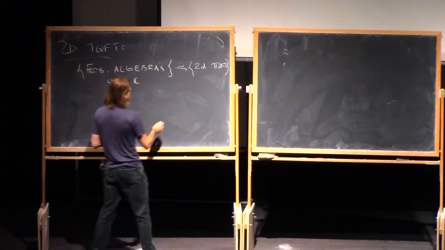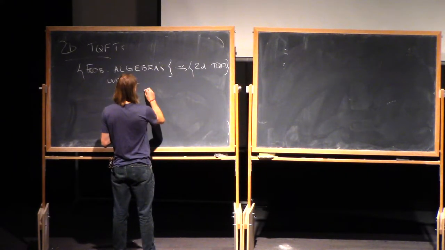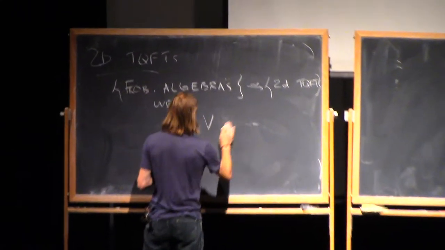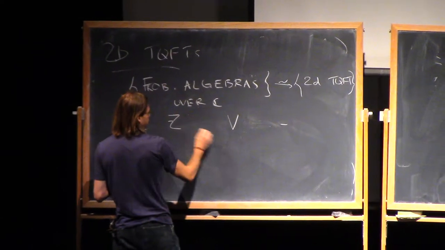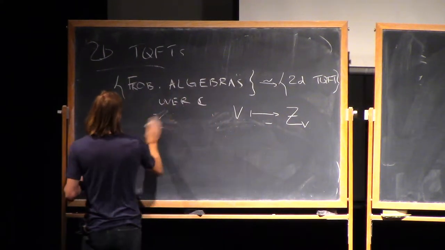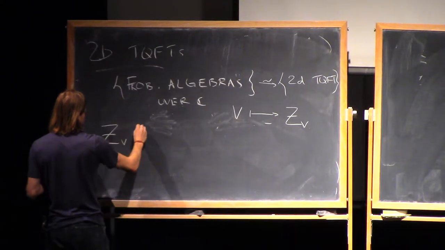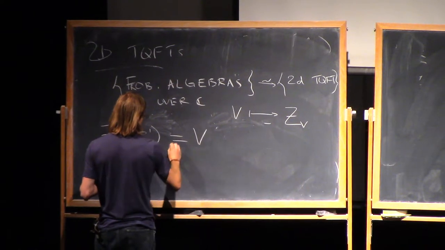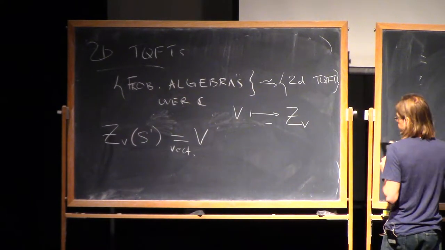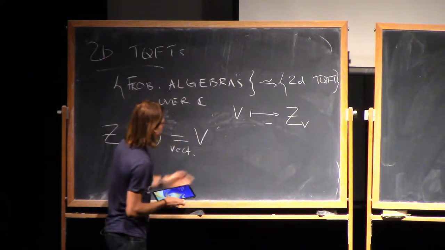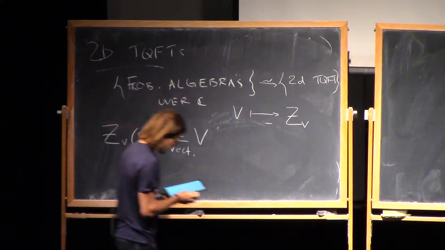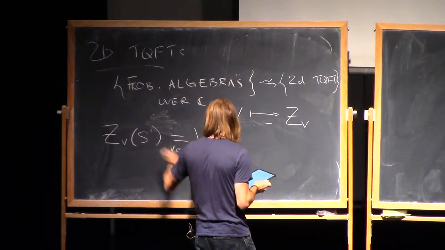So how do we construct this? If I take a Frobenius algebra V, now I have a state space. How do I construct this correspondence? I want to produce some functor Z_V, and the first statement is that Z_V of S^1 is equal to V as just a vector space. Now, what is the additional structure on this V, and how does it correspond to the properties of this functor?